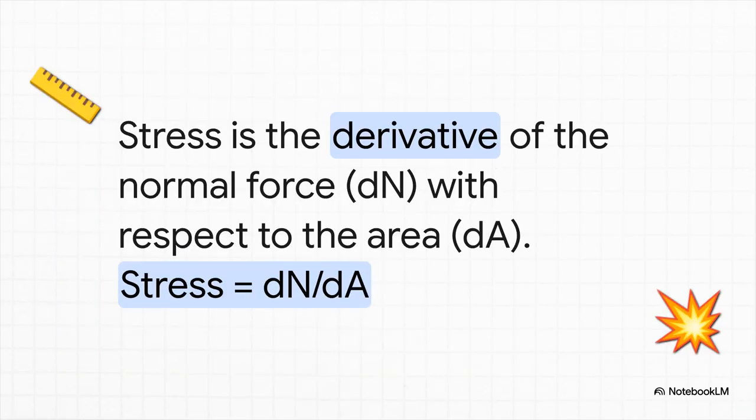And of course, engineers have a precise way to calculate this. The fundamental definition is stress equals dN over dA. Now, don't let the letters scare you. It just means you're looking at a tiny bit of internal force, that's the dN, acting over a tiny little bit of area, the dA. This formula is the key. It lets engineers pinpoint the exact intensity of that internal force at any spot in the material.